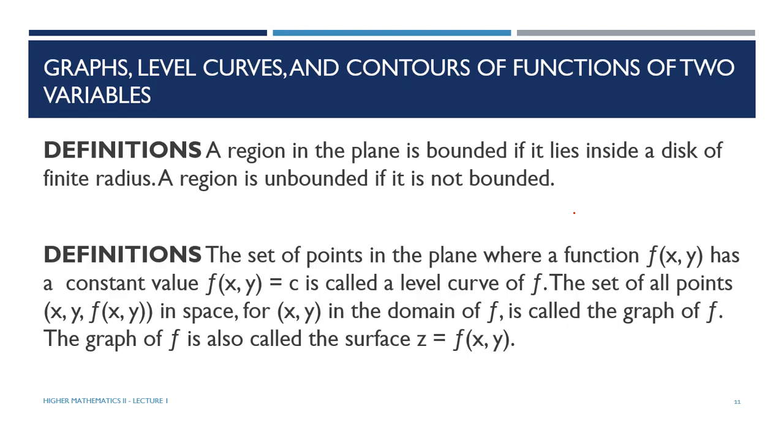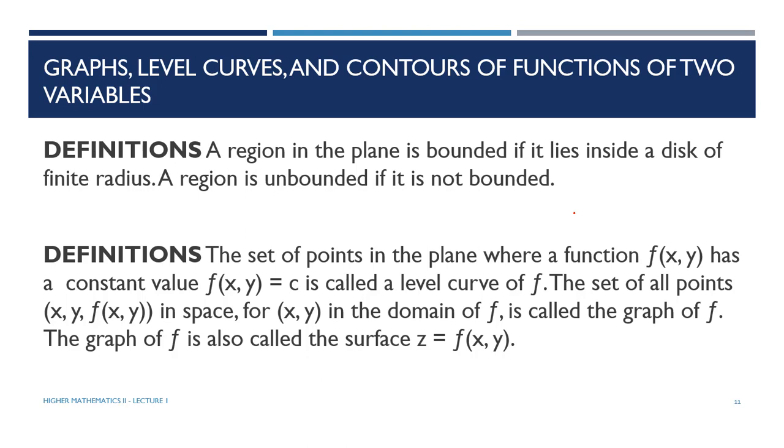A region in the plane is bounded if it lies inside a disk of finite radius. A region is unbounded if it's not bounded. Are you clear with this? A region in the plane is bounded if it lies inside a disk of finite radius. A region is unbounded if it is not bounded.